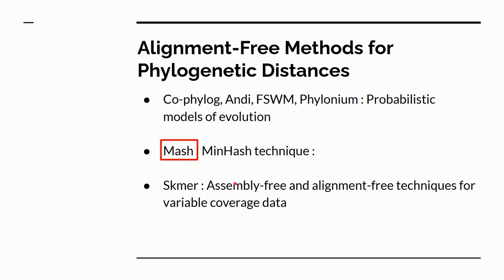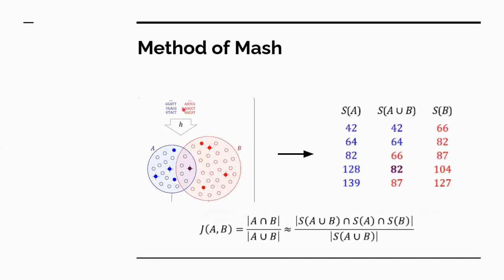Now comes MASH. For MASH, at first we create the k-mers. Then these k-mers go through a hash function which generates a 32-bit number. Then we take the minimum numbers to form sketch S, which has a fixed length. Now, by using this formula, the Jaccard distance is calculated for these two sequences.